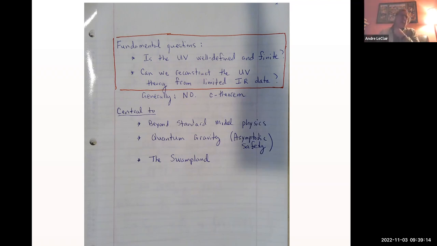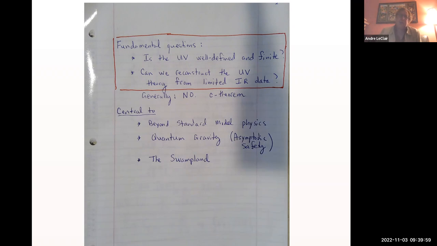So the general thinking is essentially correct: no, you can't. There could be many, many different kinds of ultraviolet theories that lead to, say, the low energy standard model that we know. There could be many different kinds of string theories. Really, we don't really know. There's not enough information in the low energy theory. And that's because there's a kind of irreversibility of the RG flow, which is commonly referred to as a C theorem.